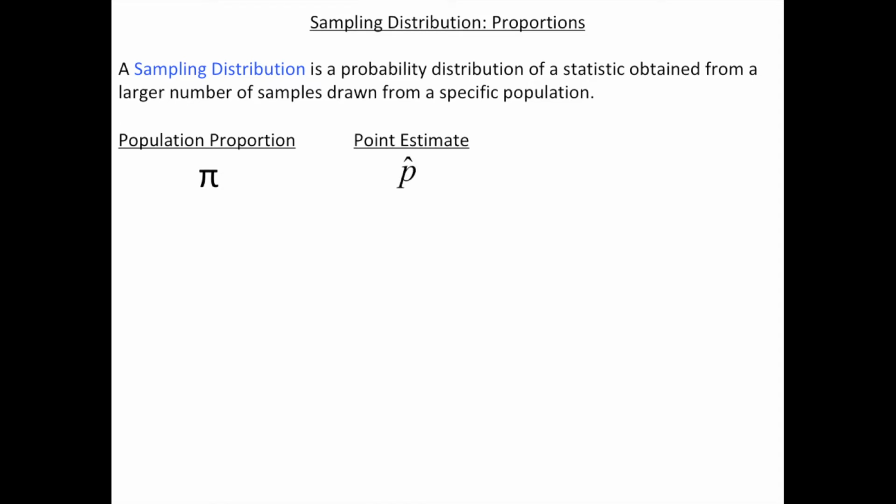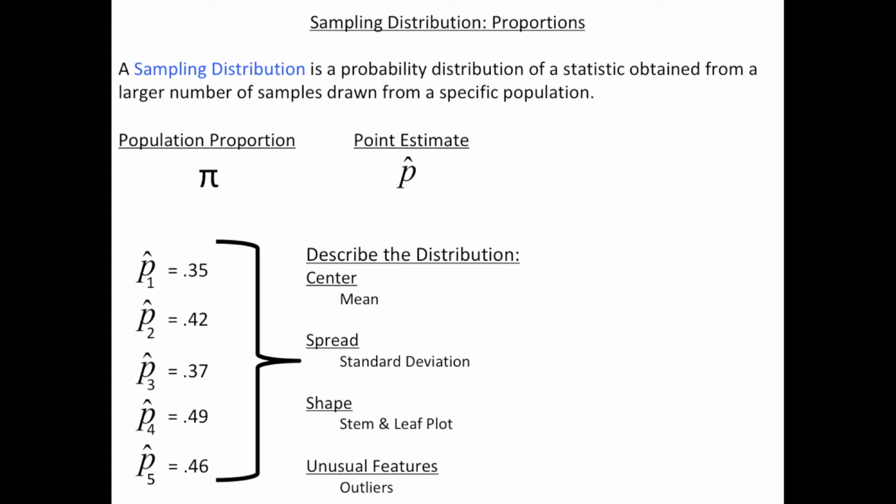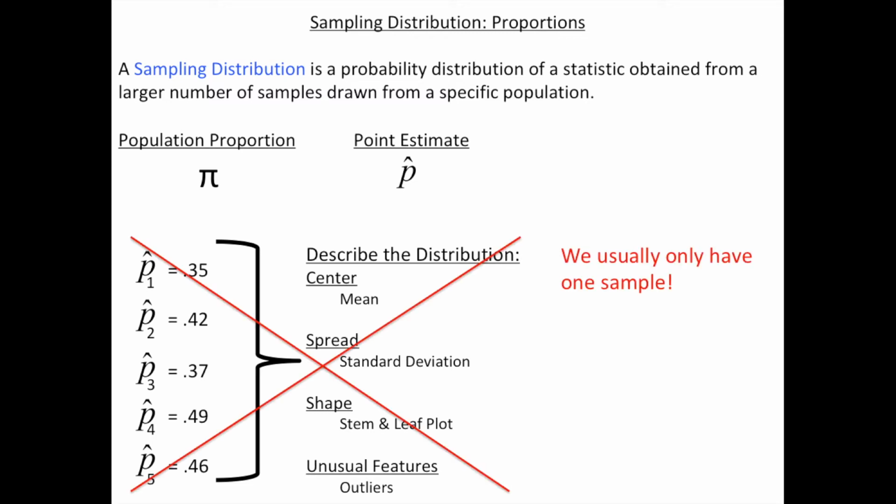For a sampling distribution, you typically collect multiple simple random samples and calculate a sample proportion from each of those samples. You can use all of these values to describe the distribution. You can calculate a mean and standard deviation. You can plot a stem and leaf plot to help understand the shape. And you can also calculate outliers to fully describe this distribution. However, in practice, we usually only have one sample.